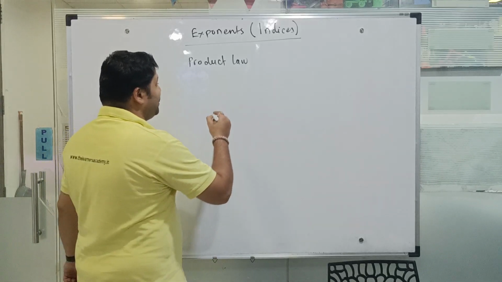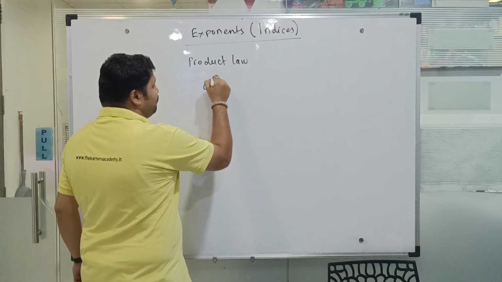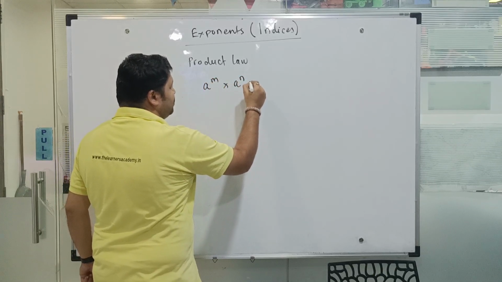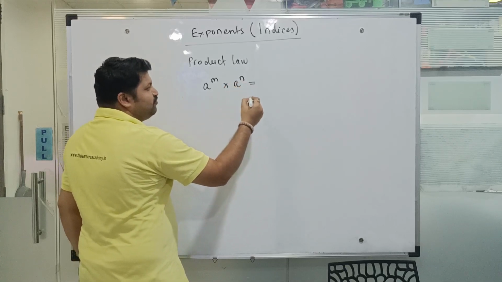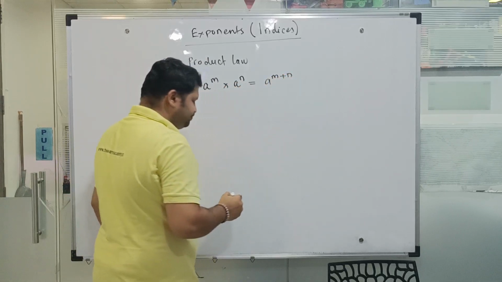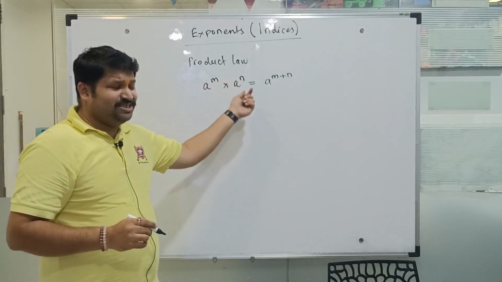So if I have a to the power of m multiplied by a to the power of n, then the product would be a to the power of m plus n. So basically the indices get added.